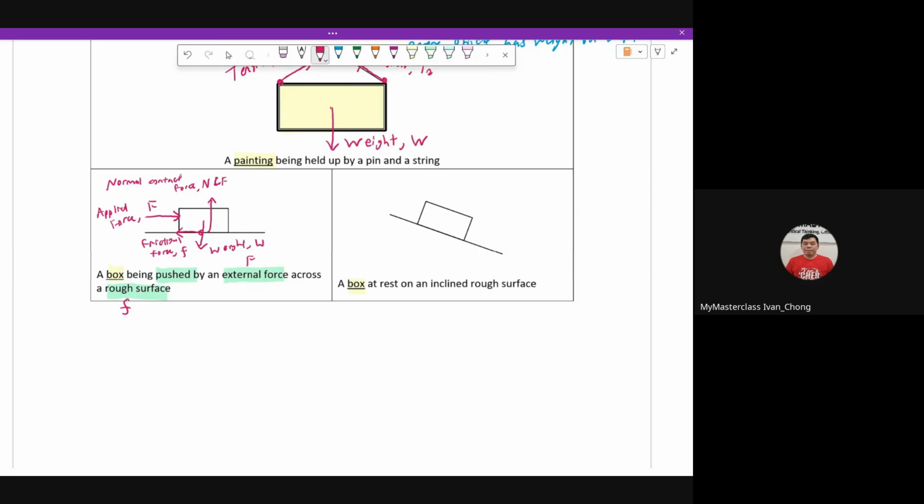And next, same thing, you will always have weight. And because you're resting on the surface, you also have a normal contact force. And because without anything, your box will actually slide down, you will also have a frictional force as well. You only have three forces because keywords, you are at rest. When you're at rest, it means you're stationary, there is no resultant force. Okay? Which means you should have everything cancelling each other out. Okay? All forces cancel out.